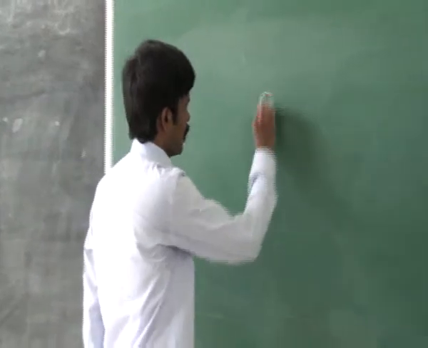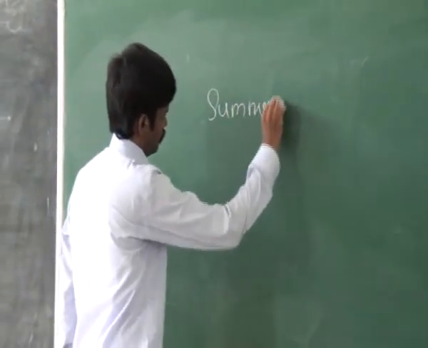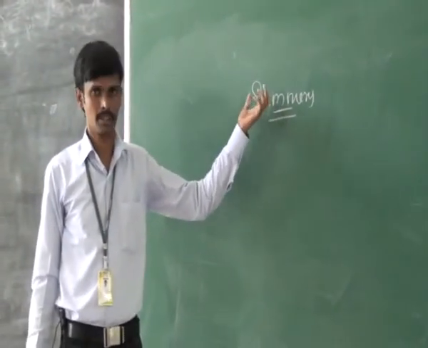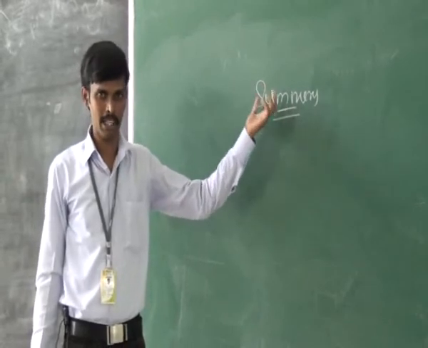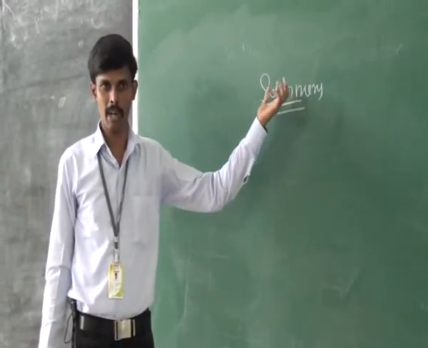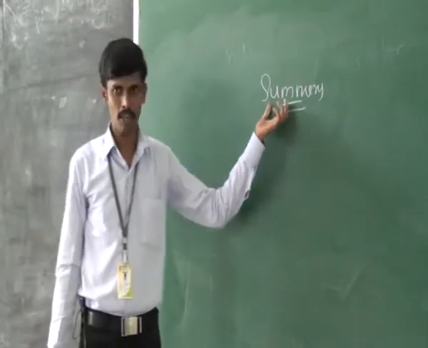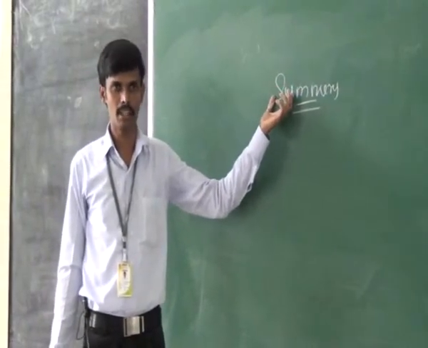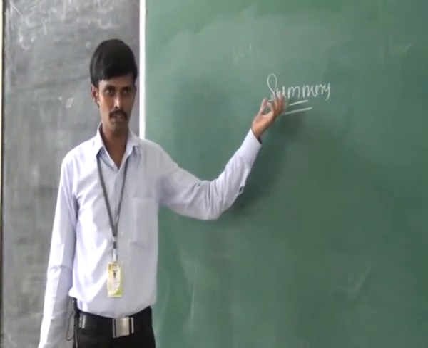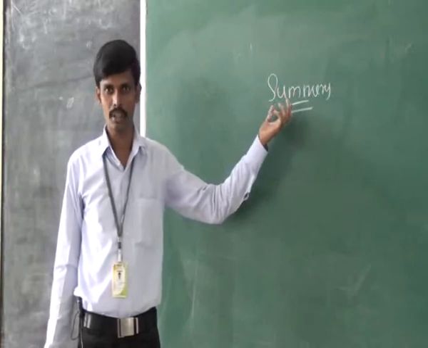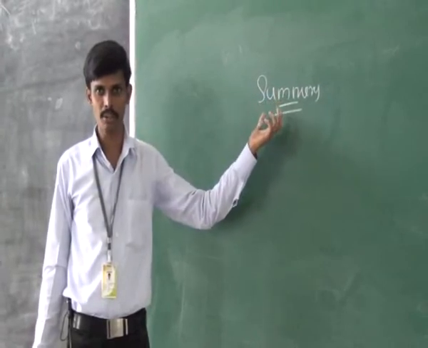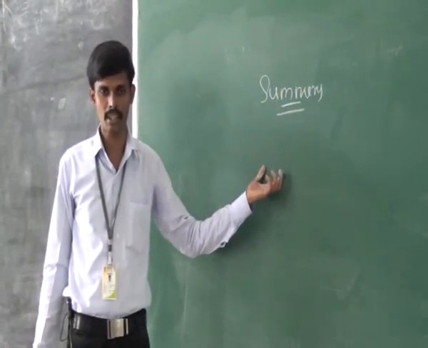Now we are going to see the summary of this lecture. In this lecture we have discussed combinational circuits, adders, subtractors, multiplexers, demultiplexers, parity generator and checkers, and magnitude comparators. Then what is meant by combinational circuit? Combinational circuit is a logic circuit in which the output depends only on the present combination of inputs. Then what is meant by adder? Adder is a combinational circuit that performs the addition of two binary digits. Adders are classified into two types: the first one is half adder, the second one is full adder.